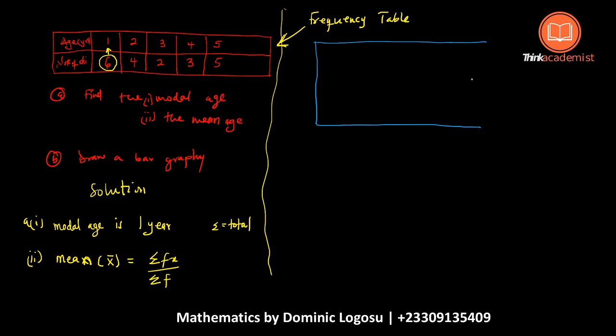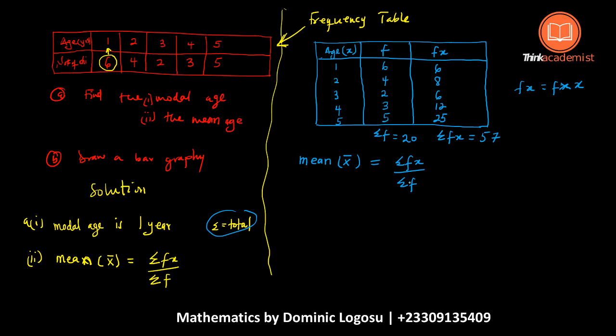We need the frequency. Remember, we don't need the tally because it is not raw data. And then we need the fx. So this is the fx, this is the frequency, and this is our age, which is x. Frequency and then fx. I'll explain what the fx means soon. So doing that, we are going to fix in the age.